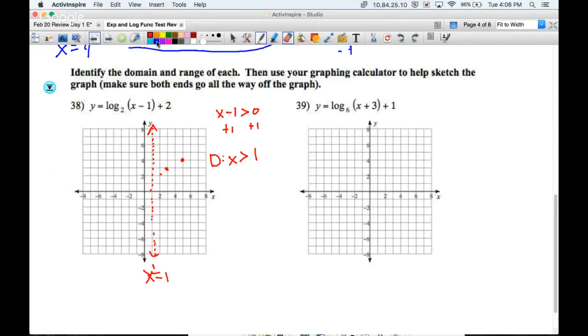So let's connect the dots. And one thing is make sure the ends go all the way off the graph. So on this side, this end goes all the way off over here, but over here, on the left-hand side of this graph, it needs to approach our vertical asymptote, not cross it, but just go straight down with it. Mine crosses a little bit. It wasn't supposed to do that. It's supposed to just go flat to this line and go all the way off the graph.